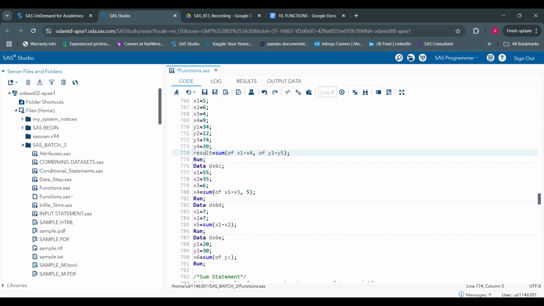So what will this give you, ma'am? Sum of x1, which is 55 plus 35 plus 6 plus 5. So what is this sum, ma'am? What is the sum of x1, x2, and x5? What is the sum of x5?